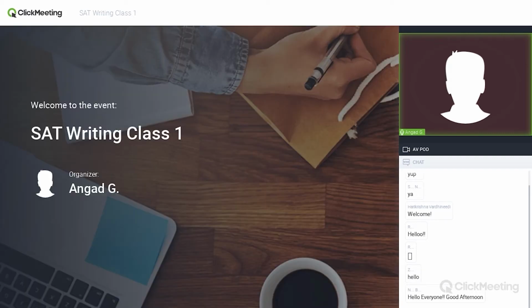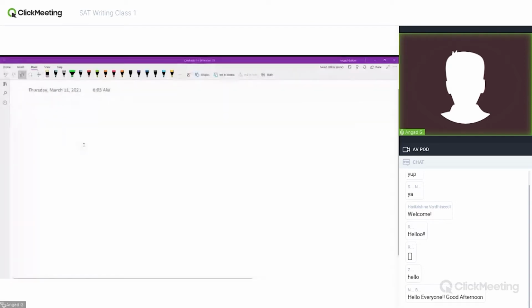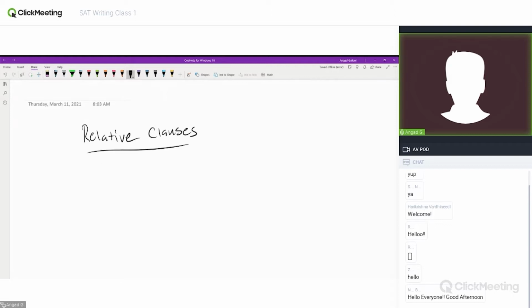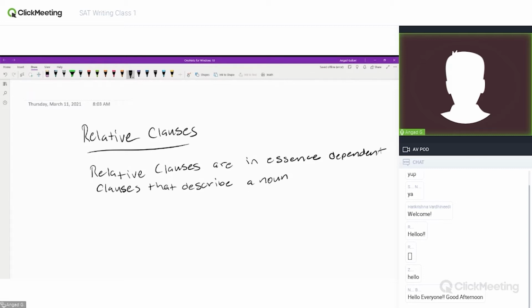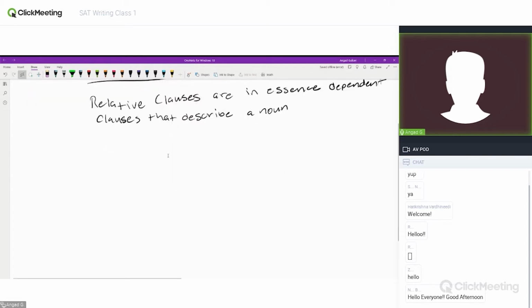Looks like everyone submitted, so let's just get into it. Firstly, today we're going to go over relative clauses. So what are relative clauses? Relative clauses are, in essence, dependent clauses that describe a noun. If we were given an example, let me just write one out.